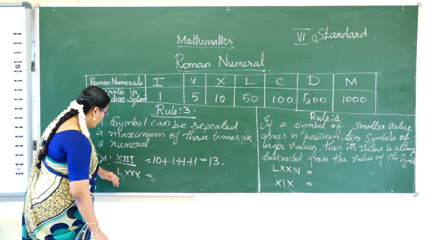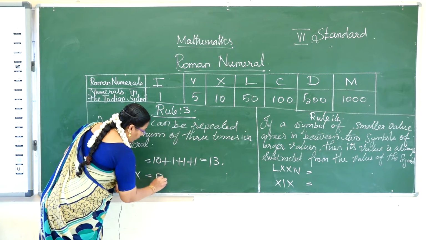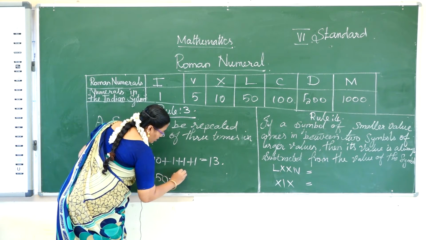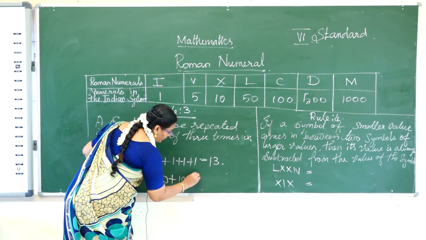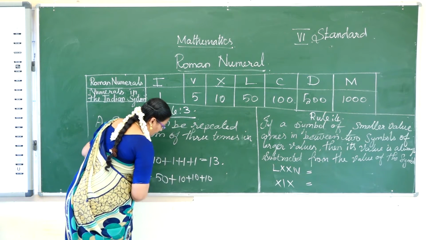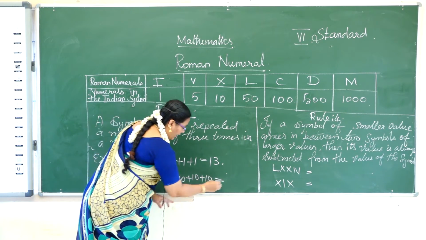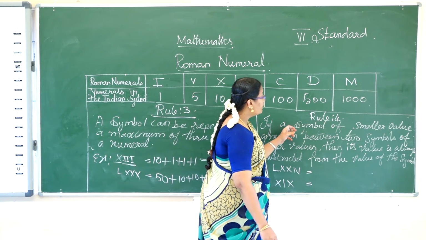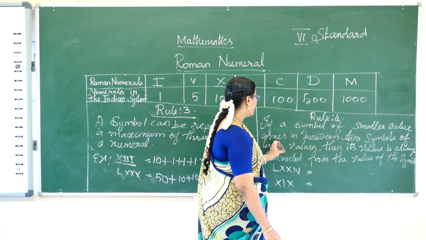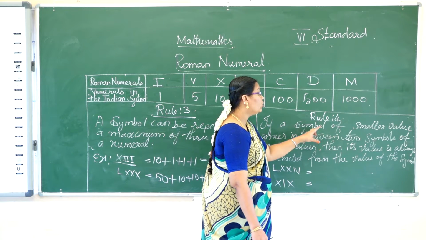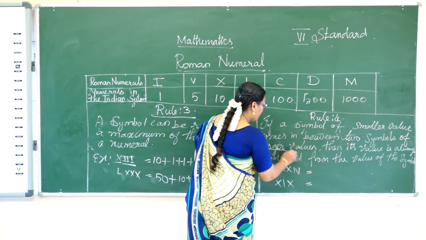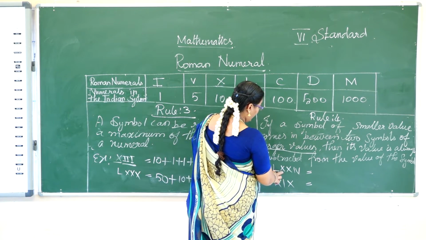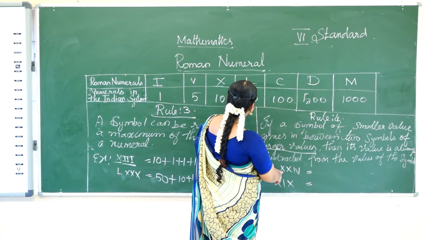And the next one, here L. L value is 50. Next X value is 10, 10, 10. Add in Indian numerals, 80. Okay. Next, rule number 4: if a symbol of smaller value comes in between 2 symbols of larger value. Here L value is 50. Next one is 10.